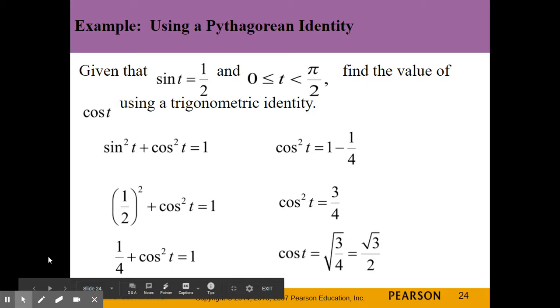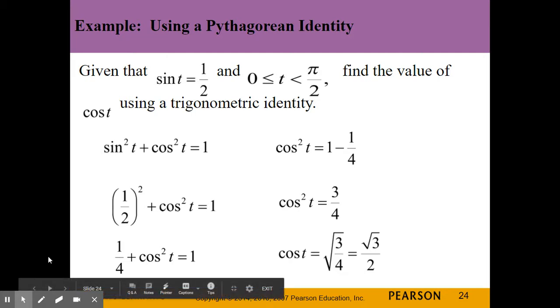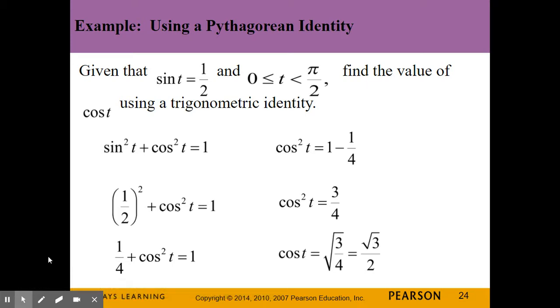You're going to use that first Pythagorean identity. If sine is 1/2, then 1/2 gets substituted in for sine. Sine squared t, if you know sine, then you just square the sine to get sine squared. Notice how the 1/2 is just getting squared. So 1/2 squared is 1/4. So 1/4 plus cosine squared t is equal to 1. Subtract the 1/4 from both sides. You get cosine squared t is equal to 3/4.